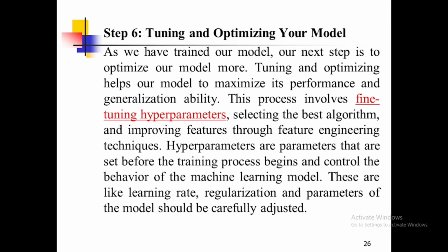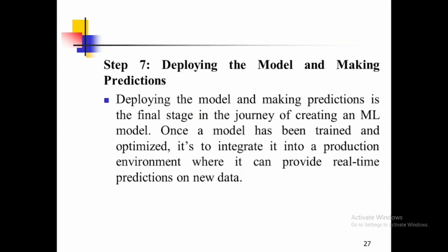Next we go to step 6, tuning and optimizing your model. As we have trained our model, our next step is to optimize it further. Tuning and optimizing helps our model maximize its performance and generalization ability. This process involves fine-tuning the hyperparameters, selecting the best algorithm, and improving the features through feature engineering techniques. Hyperparameters are parameters that are set before the training process begins and control the behavior of the machine learning model. These include the learning rate, regularization, and other parameters, which should be carefully adjusted.